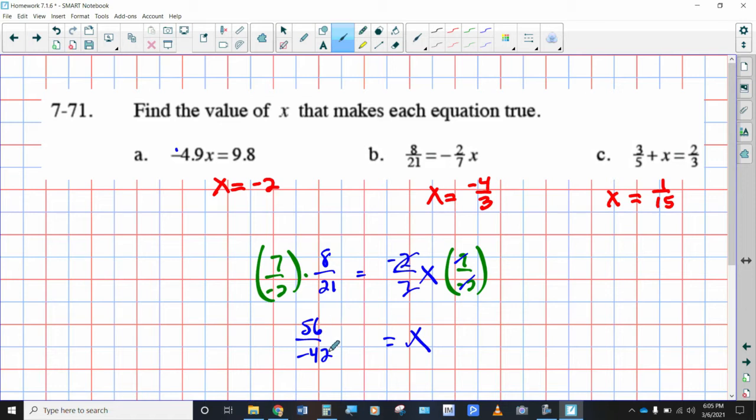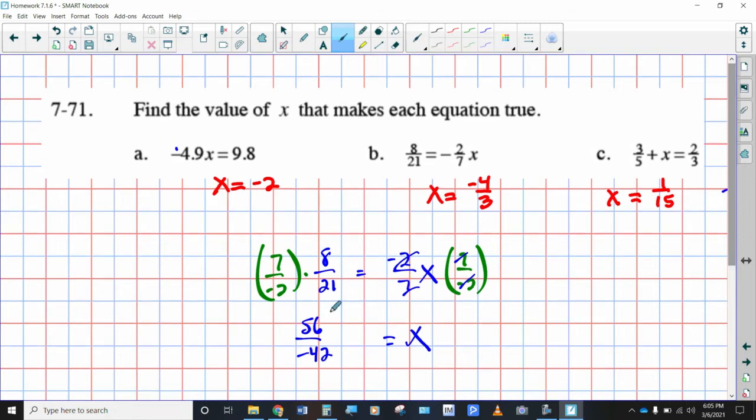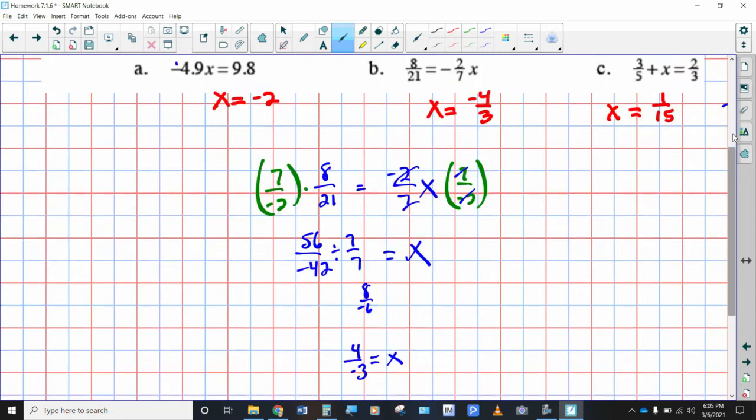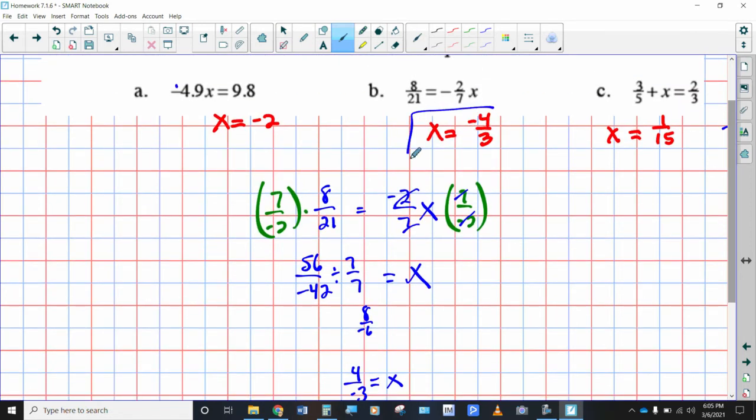And it looks like 56 and 42 have 7 in common. So if you divide the top and the bottom by 7, you end up with 8 over negative 6. Oh, that can still be simplified a little bit more to 4 over negative 3. And rather than say 4 over negative 3, let's call it negative 4 over positive 3, because I don't like having the negative sign in the denominator.